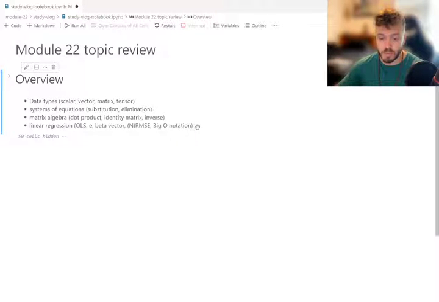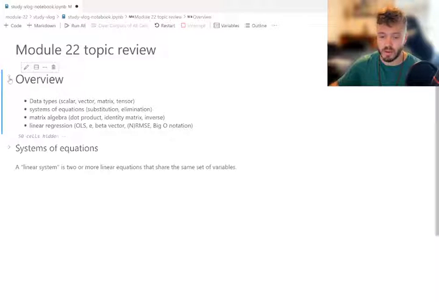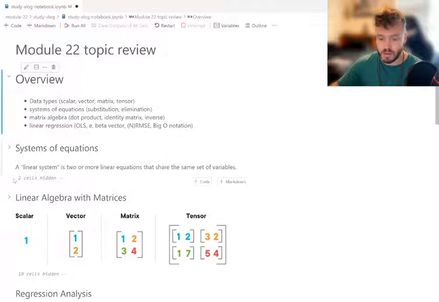Linear regression is basically a statistical modeling technique based on linear algebra. And the same way you can do algebra with matrices, you can do linear regression with matrices instead of individual scalars. So let's talk first about systems of equations.